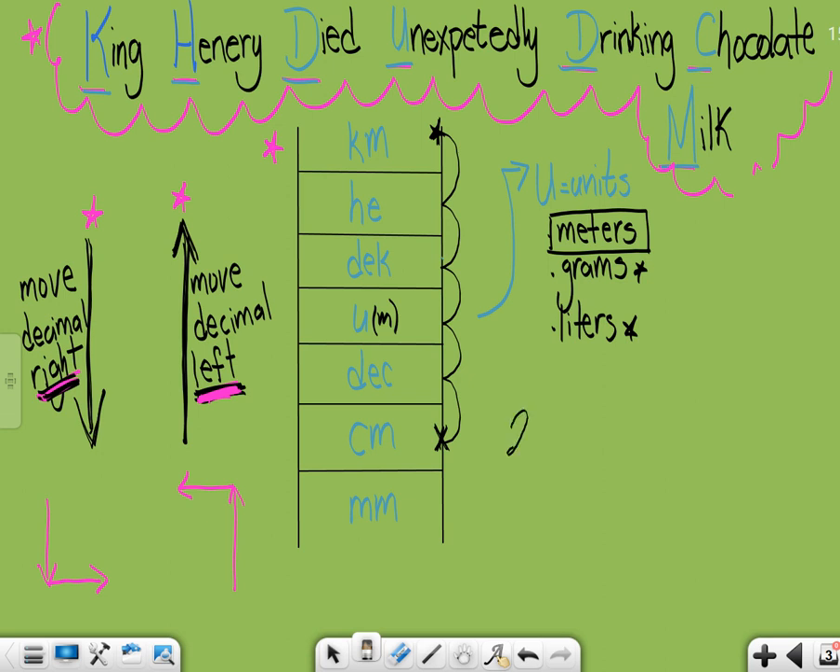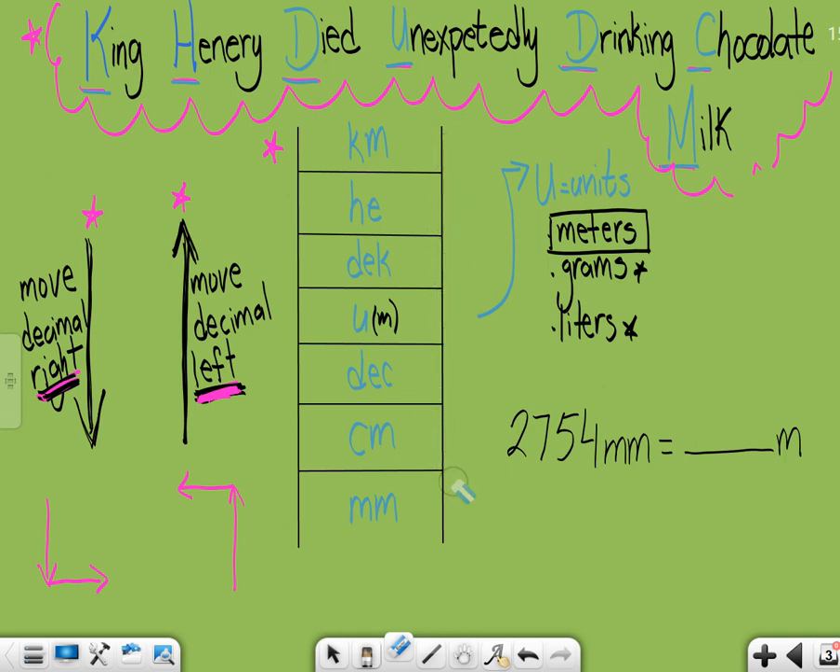Okay, let's do 2,754 millimeters is equal to blank meters. Okay, I want you to pause the video right here and try doing that on your own. Follow the same steps we've been doing. Look at your notebook, try it on your own. And then we'll do it together, and you can double check with me.